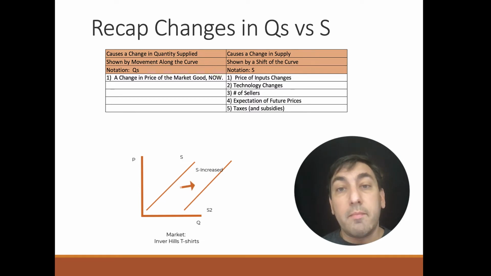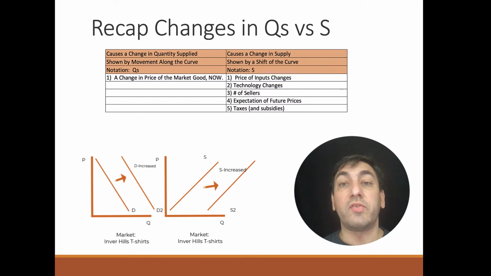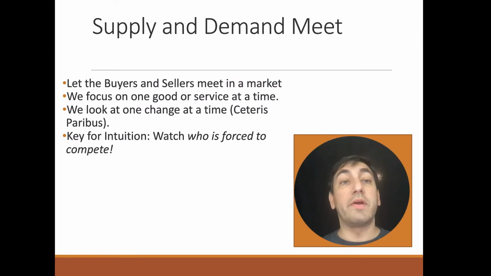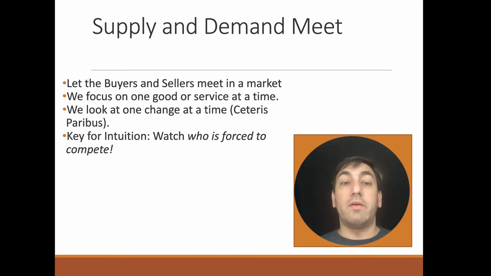Now, the key mistake that people make here is that on both supply and demand, an increase is a shift to the right. Don't think about up and down. Think about an increase as a shift to the right. Now what we're going to do is we have a buyer and we have a seller, or more accurately, we have a market of buyers and a market of sellers, and we're going to put them together. And we want to understand what is going to happen.